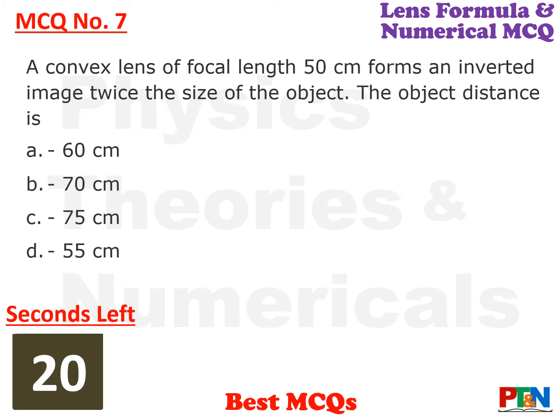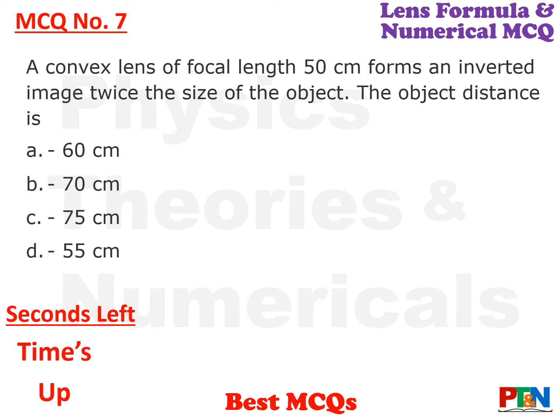Next MCQ. A convex lens of focal length 50 centimeter forms an inverted image twice the size of the object. You need to find out the object distance. 20 seconds time for you. Your timer starts now. Time's up. Let's see the answer.